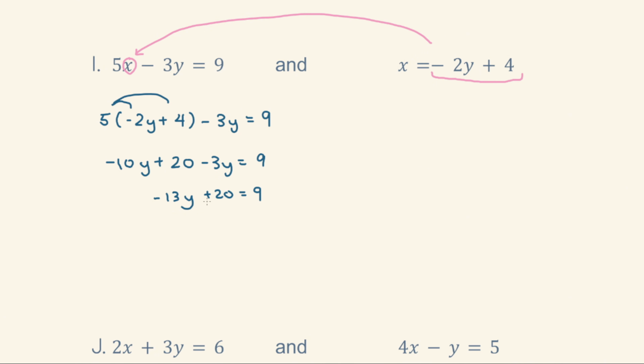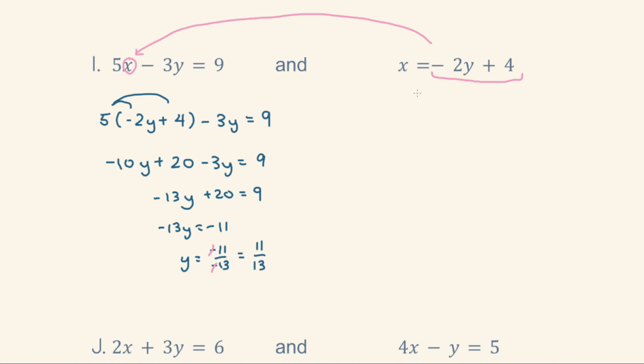Let's subtract 20 from both sides. You get minus 13y is equal to negative 11. So y is equal to negative 11 over negative 13. The negatives cancel out here. So you're just left with y equals positive 11 over 13.